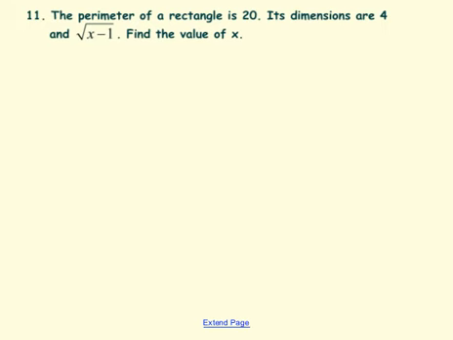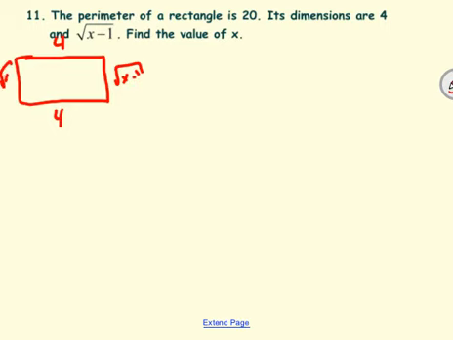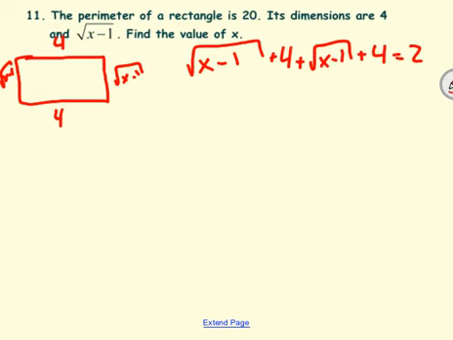So the perimeter of a rectangle is 20 feet. Its dimensions are 4 and square root of x minus 1. Find the value. So if I looked at this rectangle, I would say maybe this is 4, square root x minus 1, square root x minus 1. So when I look at this, I would have said this is square root x minus 1 plus 4 plus square root x minus 1 plus 4 is going to equal 20.